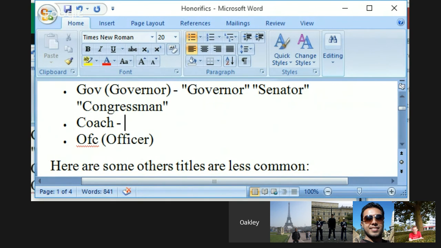Slightly more formally, you might say Coach Smith. Like when TV announcers are talking about the team. I think Coach Smith has a very interesting game plan for today's competition. Like that. They often, a little bit more formally, use just coach and the surname. Like announcers would do that.